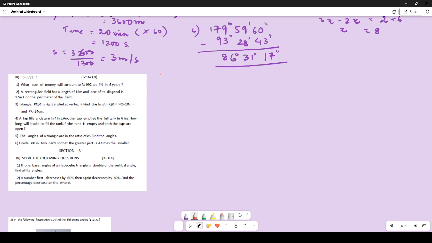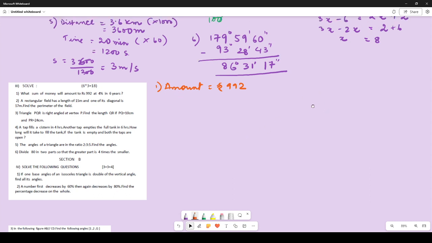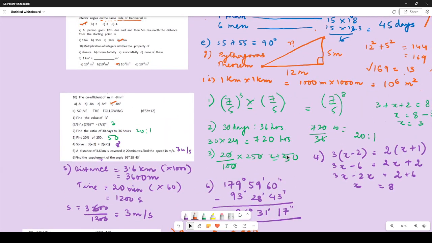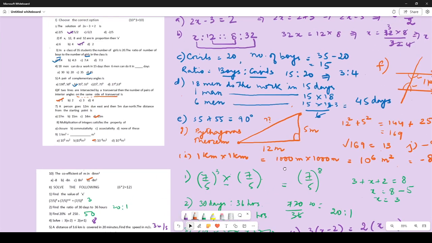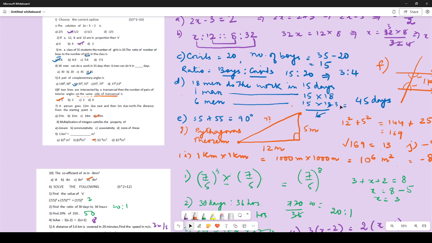Now see, here it is given as amount is rupees 992, not principal. So you have to start in this way. You can use the X method as well, but I am showing you in the statement method. Oh, sorry, I forgot to show you this question in arrow method, right? This one, 18 men over here.